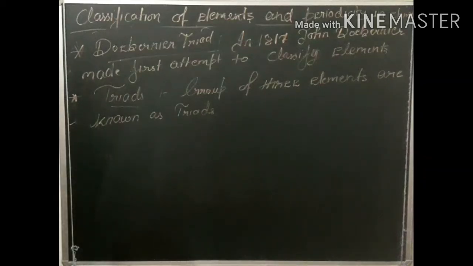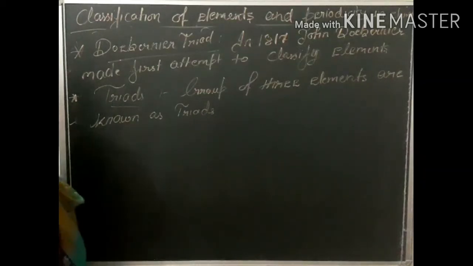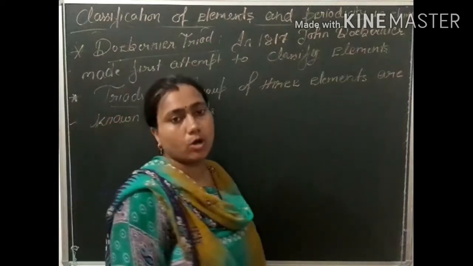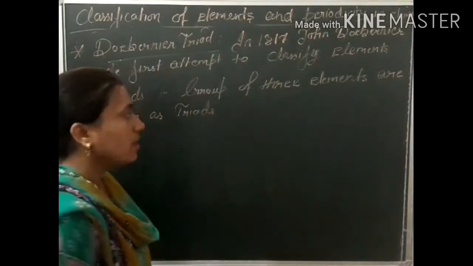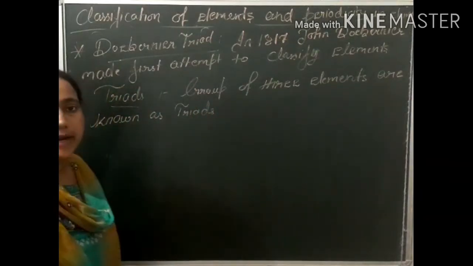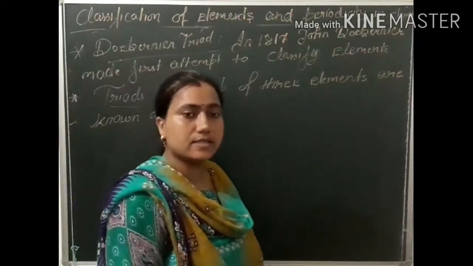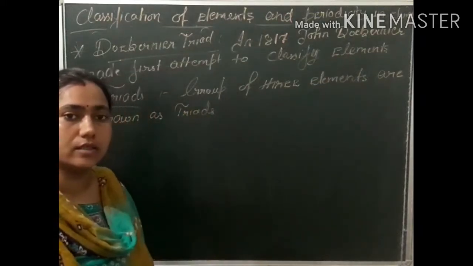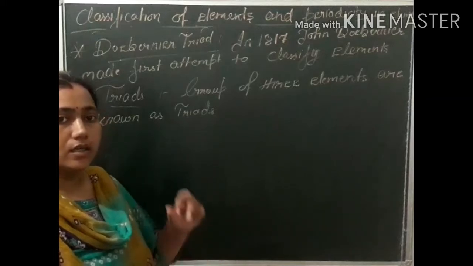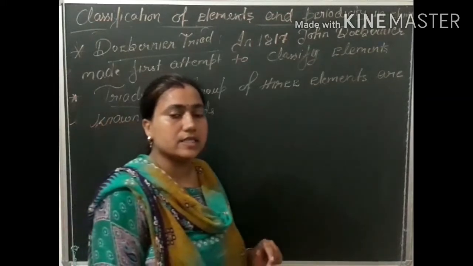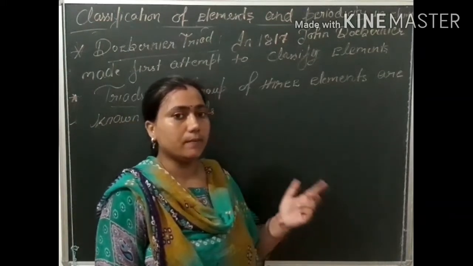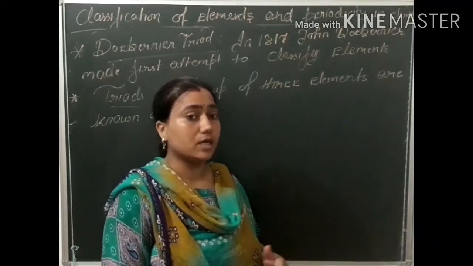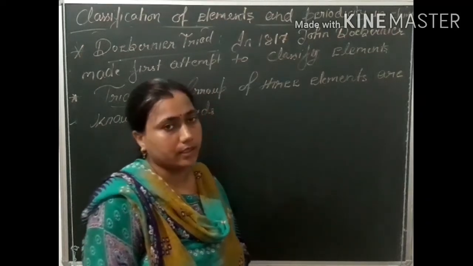Now, according to Dobereiner's Triads, he arranged the elements in the increasing order of their atomic mass, and he made triads of some elements. He says that the mass of the second, middle element is equal to the average mean of the masses of the first and third element.